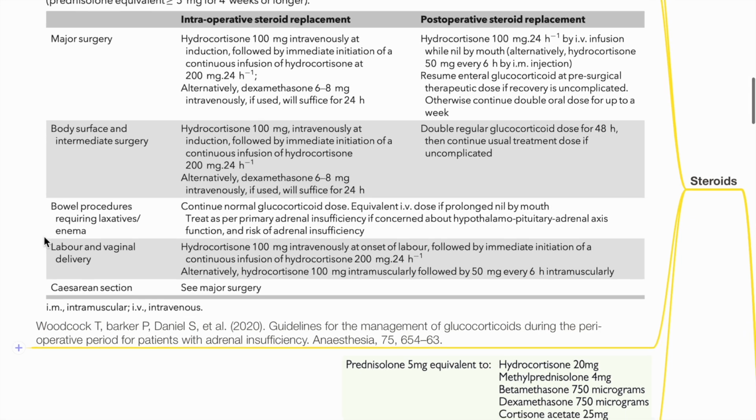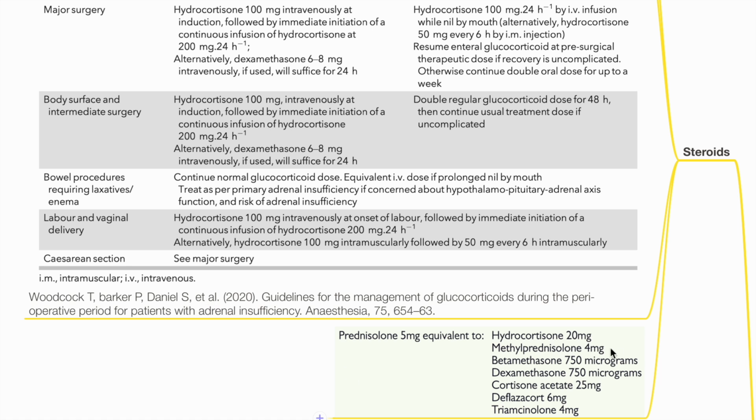Prednisolone 5 mg is equivalent to 20 mg of hydrocortisone, 4 mg of methylprednisolone, 0.75 mg of dexamethasone, 0.75 mg of betamethasone, 25 mg of cortisone acetate, 4 mg of triamcinolone, and 6 mg of deflazacort.